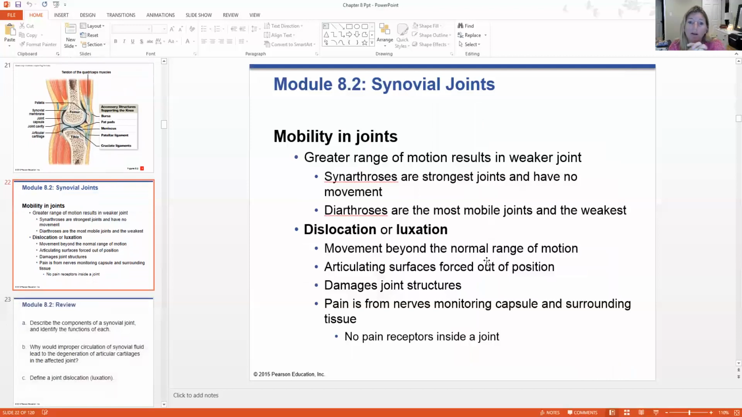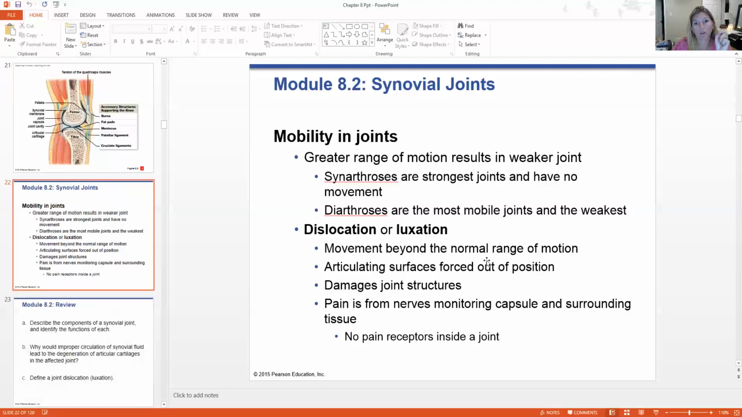So let's talk about synovial joints in general. As I mentioned before, greater range of motion results in a weaker joint. Synarthroses are the strongest, diarthroses are the weakest. Dislocations, also called luxations, this is when you go beyond the normal range of motion and the articulating surfaces are kind of knocked out of whack, they're out of position. This could cause damage to the joint structures. It could be very painful.